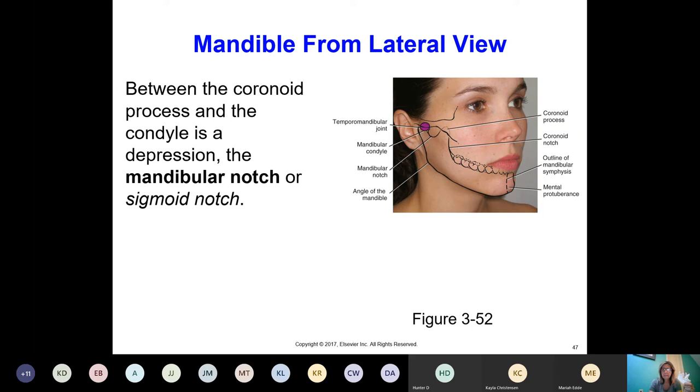And then if you look at the mandible as it's facing in that picture and you slide down, the coronoid notch is right about here, that little notch. So when the patient opens their mouth and you're going to give your injection, you're aiming for that notch.